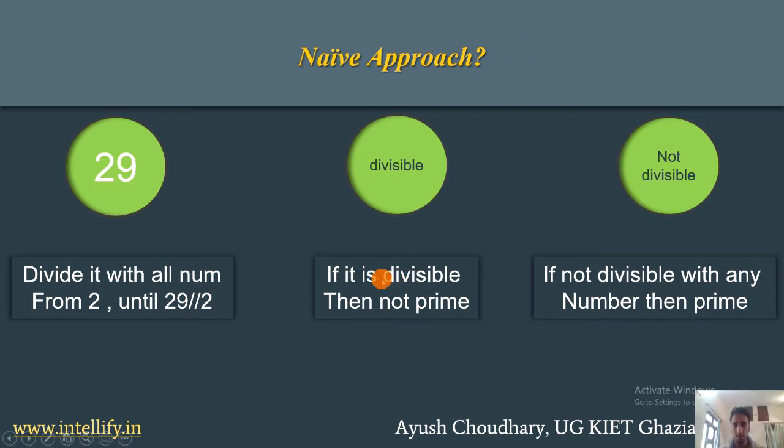And the second thing is, if it is divisible by any number between 2 and 29 by 2, then it will not be a prime number. And if it's not divisible by any of the numbers in between, then it will be a prime number. Okay, so this is a very naive approach, but we won't be using this one.